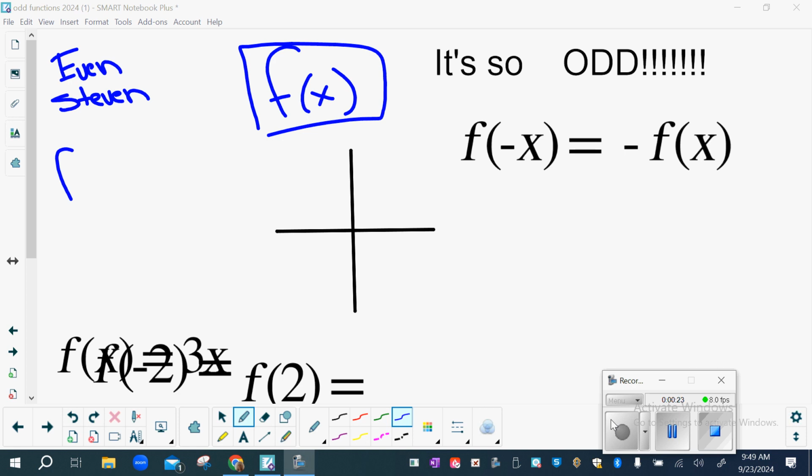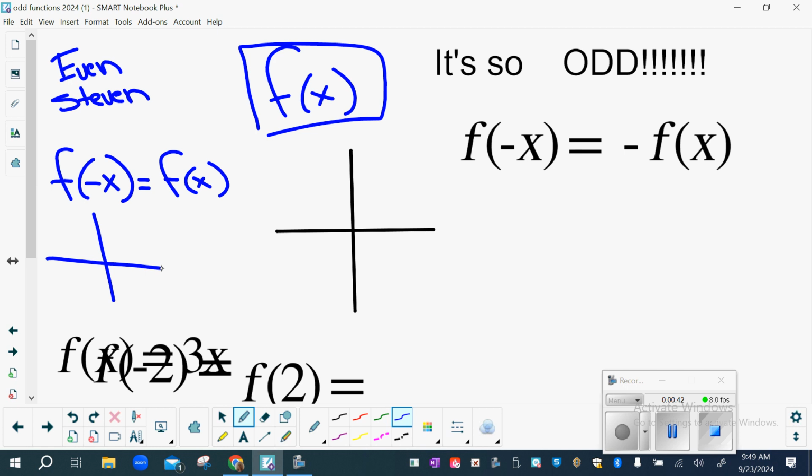So a quick refresh of even Steven. If something is even, here's what happens. This is our function. If you take that guy and you plug in the opposite, you would get back to your starting place again, right? Let's remember why that is. So it looked like this. You're going to draw these little notes. You're going to put this guy like this.